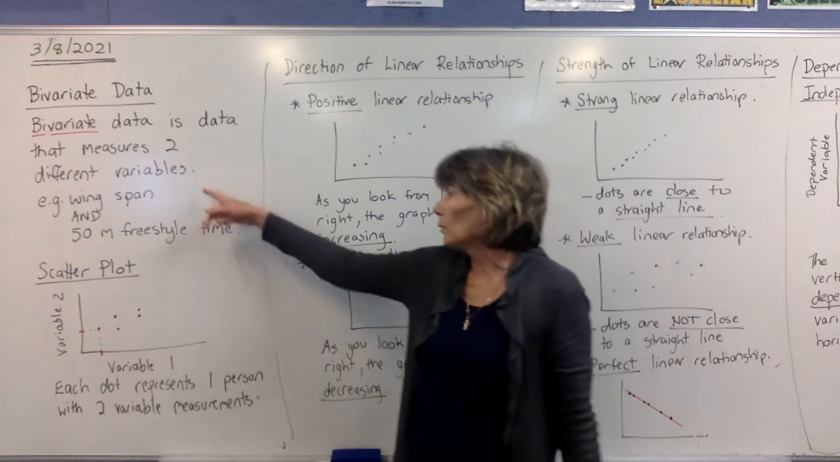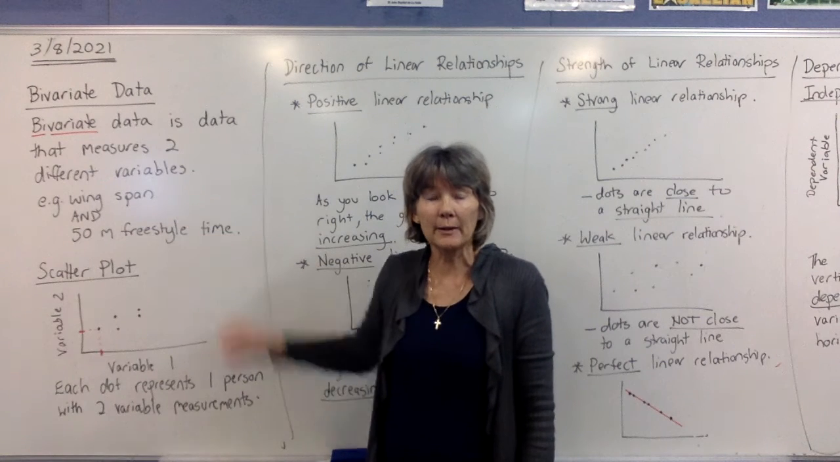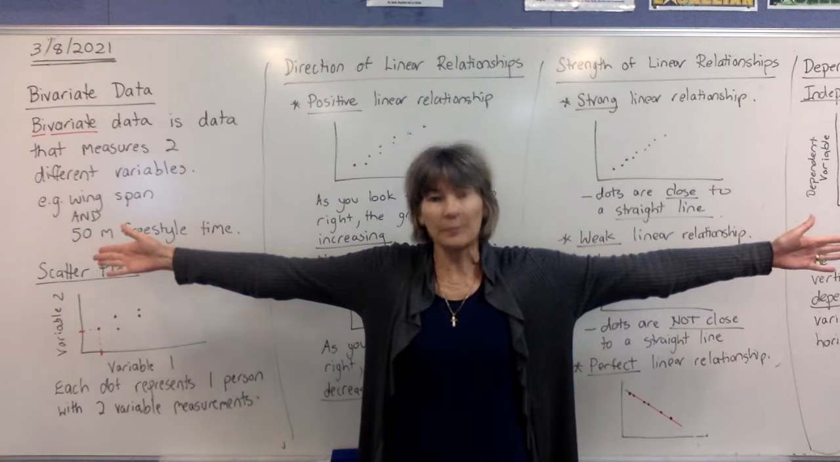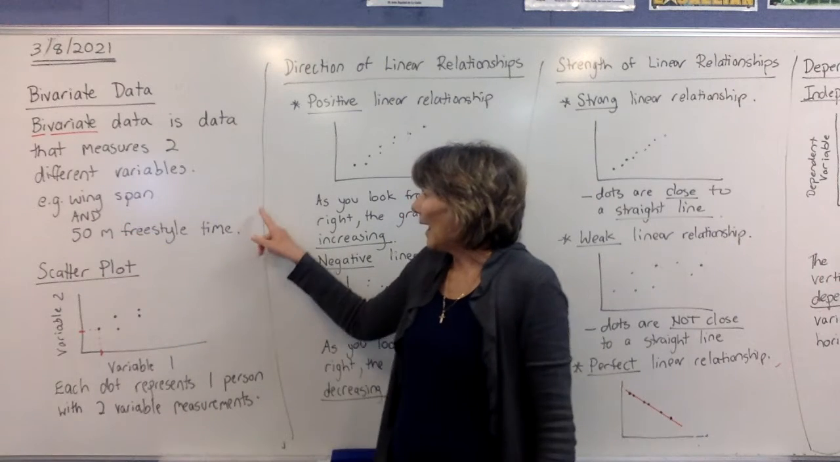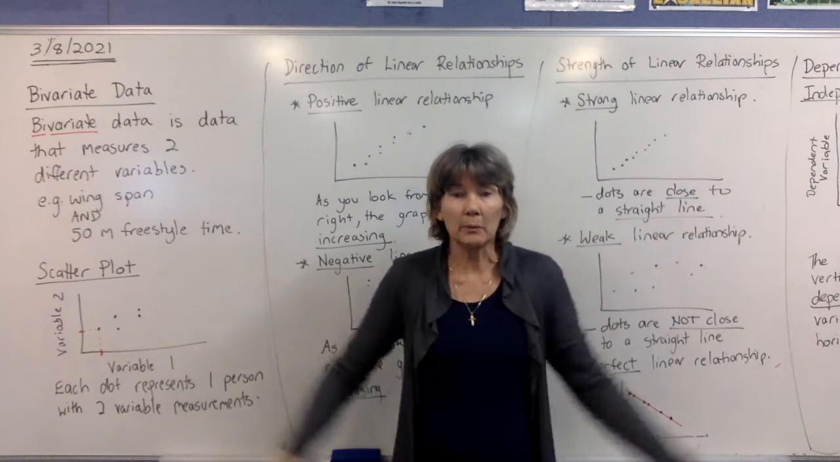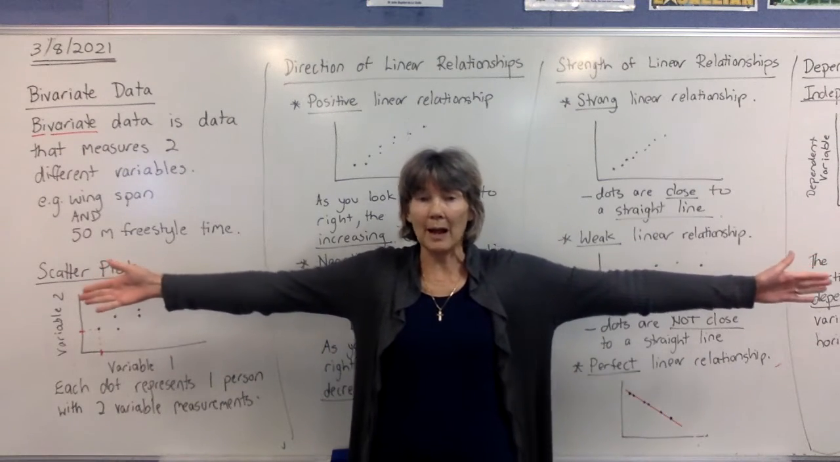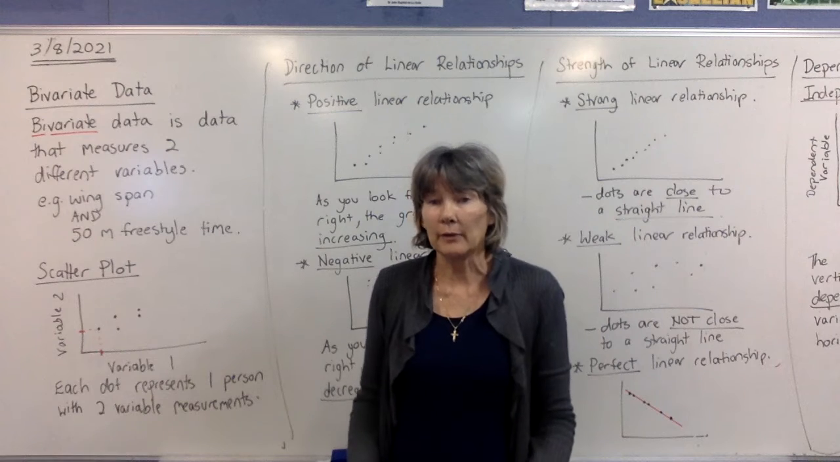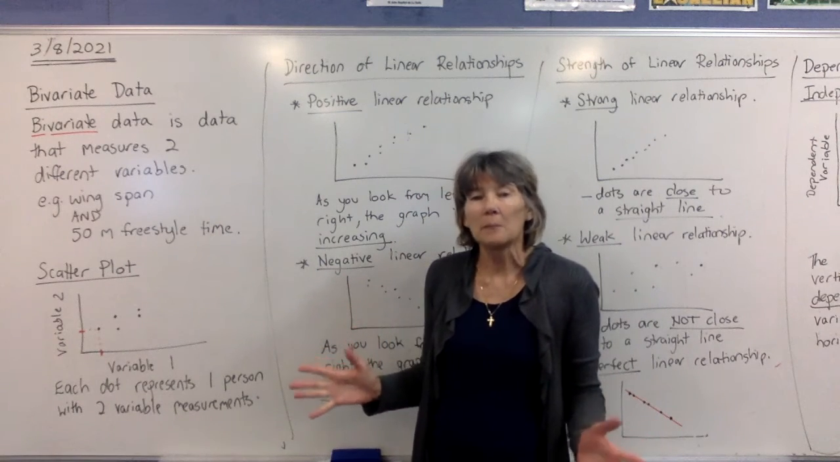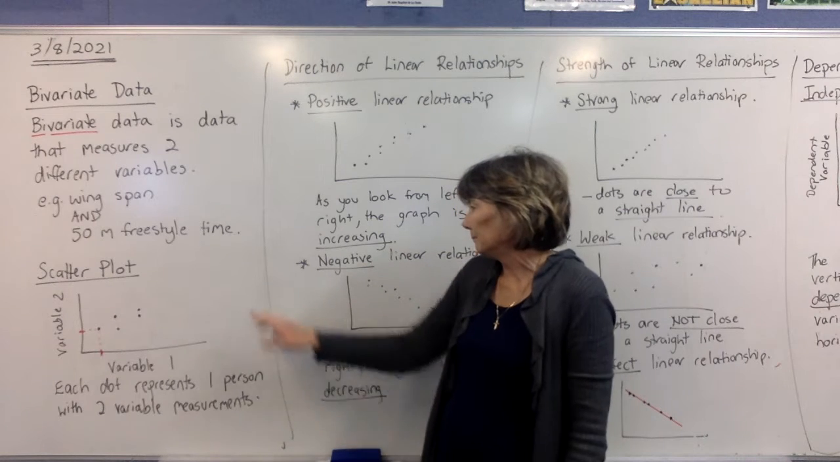For example, we may have the wingspan. If you're looking at a swimmer, they're looking from fingertip to fingertip. That's called your wingspan. And your 50-metre freestyle time. It would make sense that somebody with a longer wingspan, longer arms, might have a faster 50-metre freestyle time. So it's looking at two completely different things, but seeing how they relate to each other.